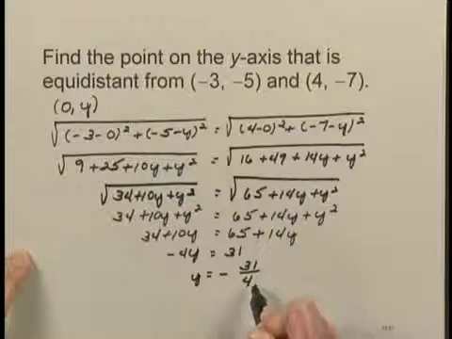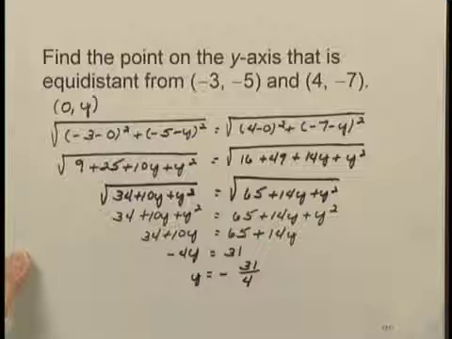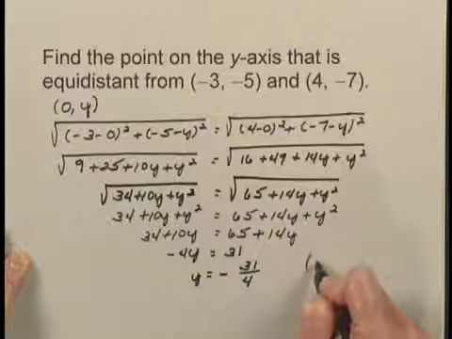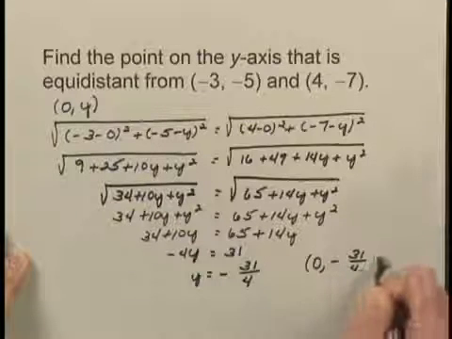-31 over 4. And y is the second coordinate of this point that we were trying to find. So the point on the y-axis that is equidistant from these 2 points is the point (0, -31/4).